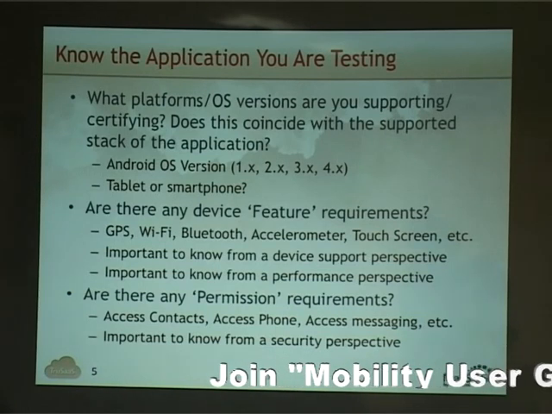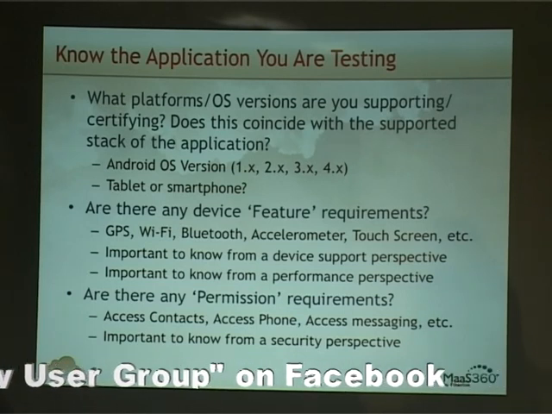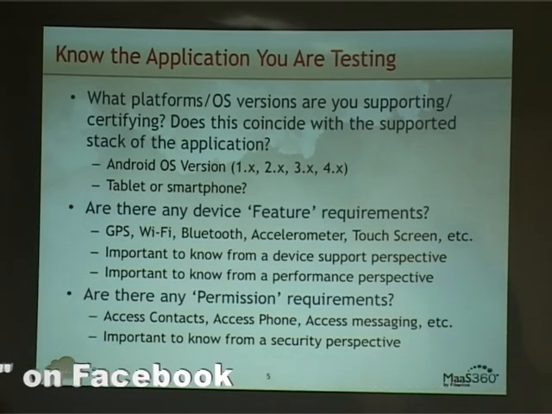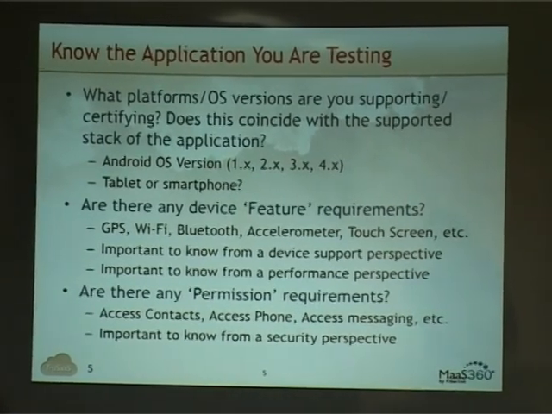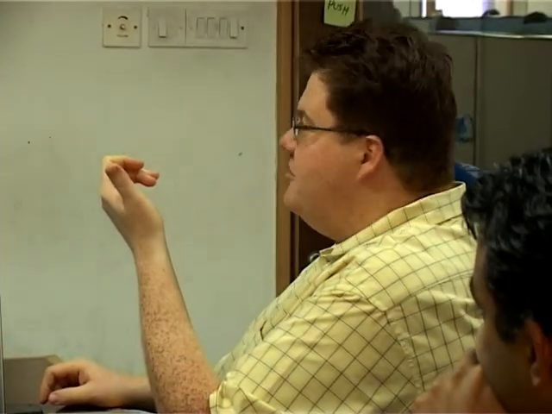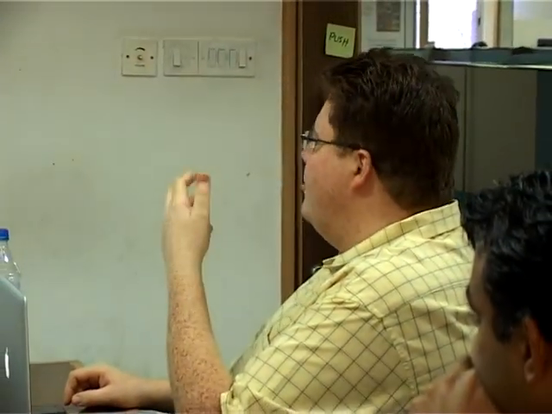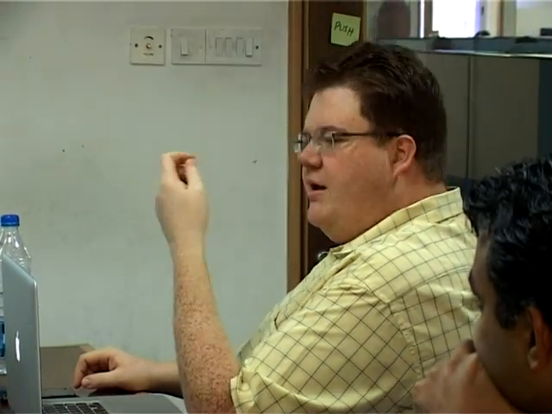Okay. Are there any feature requirements of the application? This is very important. I've encountered multiple issues on this. If you download an application and are going to install it on an Android device, it'll tell you usually what it needs access to, what features of the phone, both security and hardware-wise: GPS, Wi-Fi, Bluetooth, accelerometer, touchscreen. There were some old phones that didn't have touchscreen. Not really much anymore. You need to know from two things, from a support and a performance perspective.